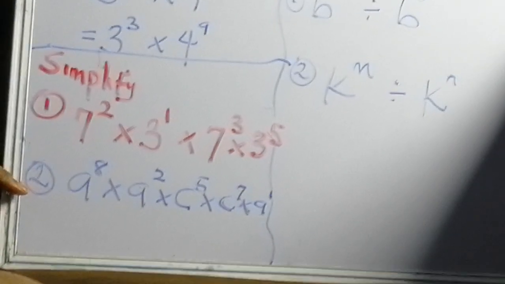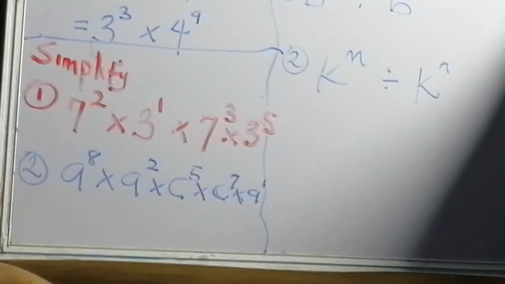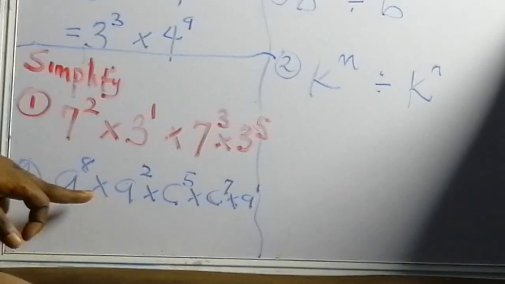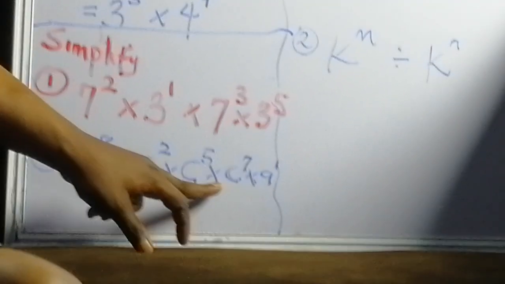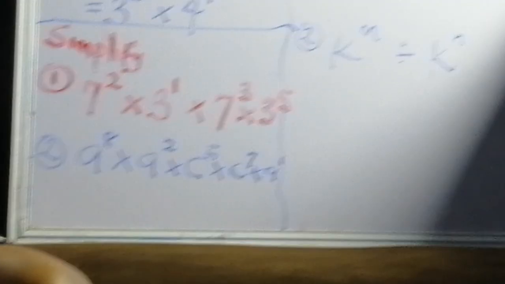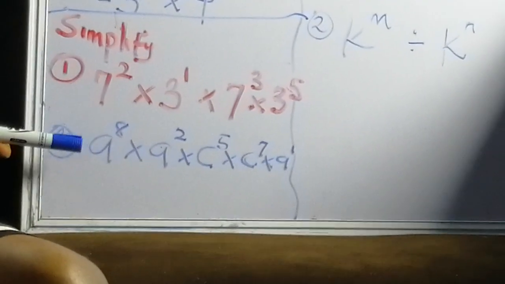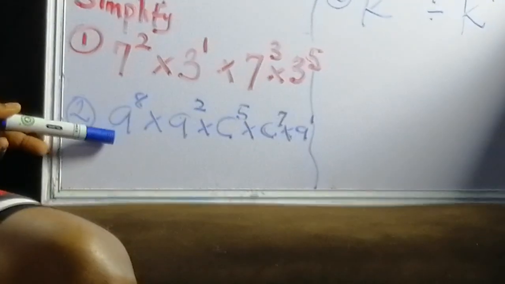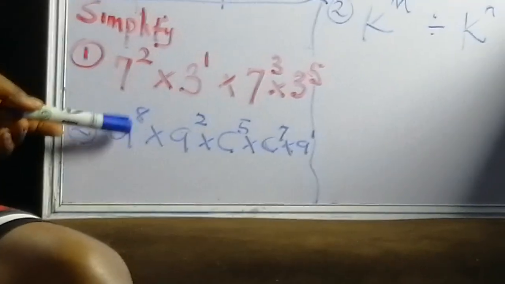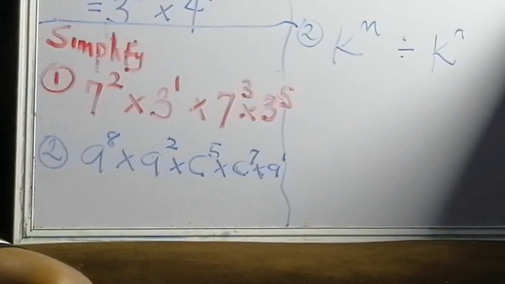This is very simple, and I can also bring out another one. This one is a raised to power 8 times a raised to power 2 times 2 raised to power 5 times 2 raised to power 7 times a raised to power 1. It's very simple. All you need to do is bring all the common bases together. The common base: a raised to power 8, a raised to power 2, and a raised to power 1. Pick one base and add the power.